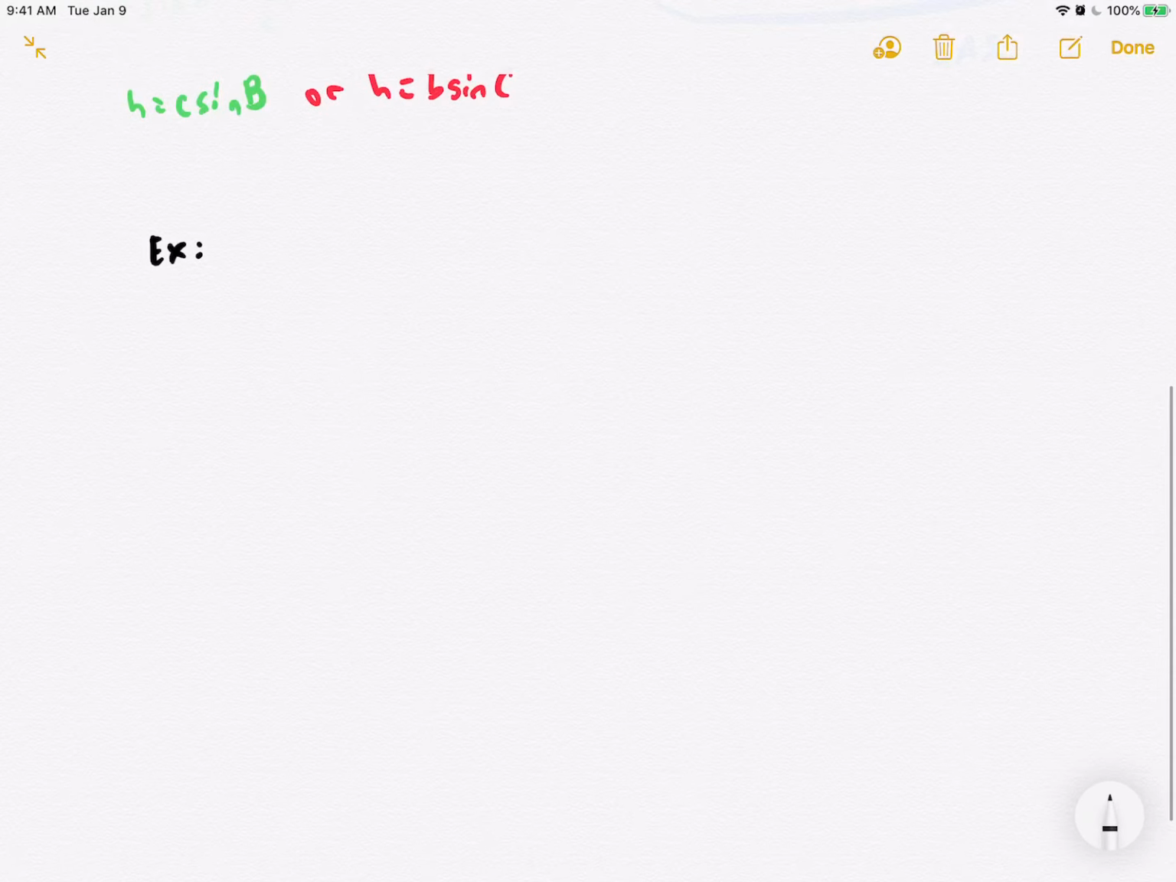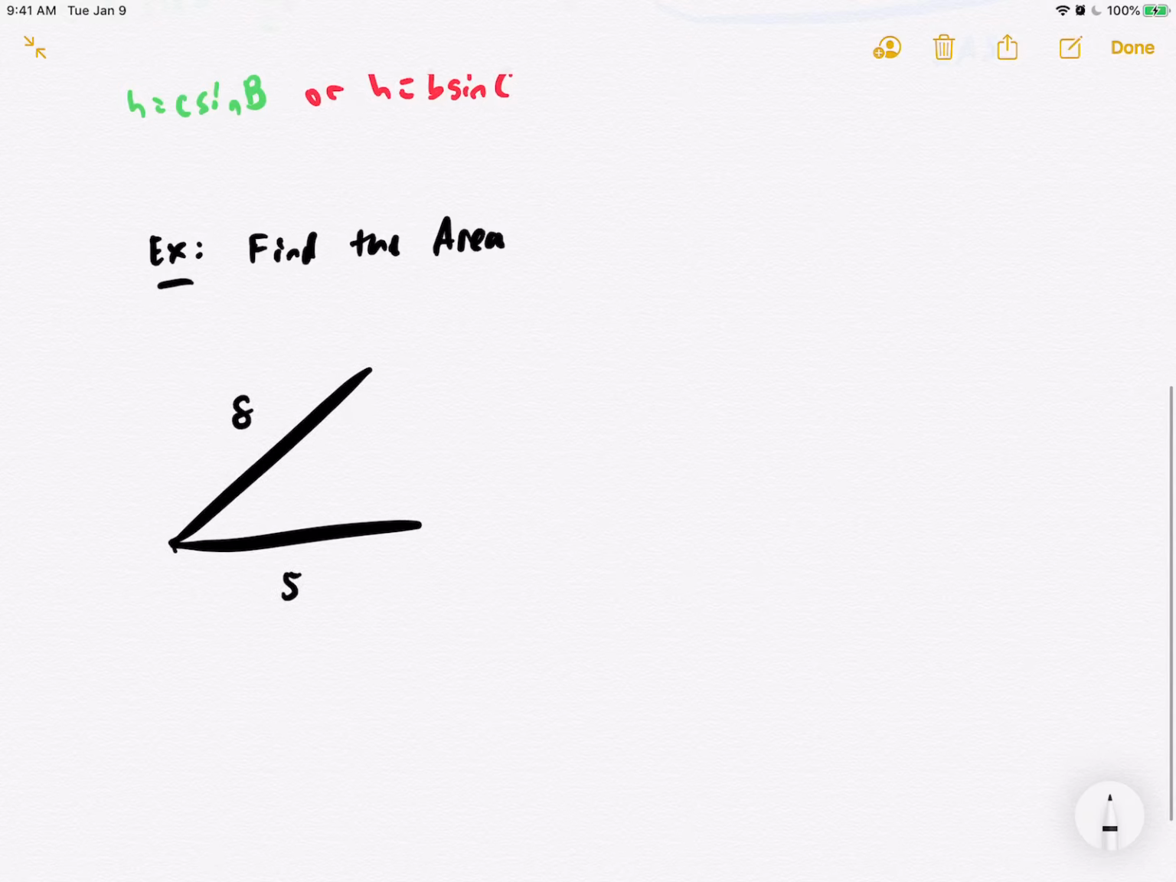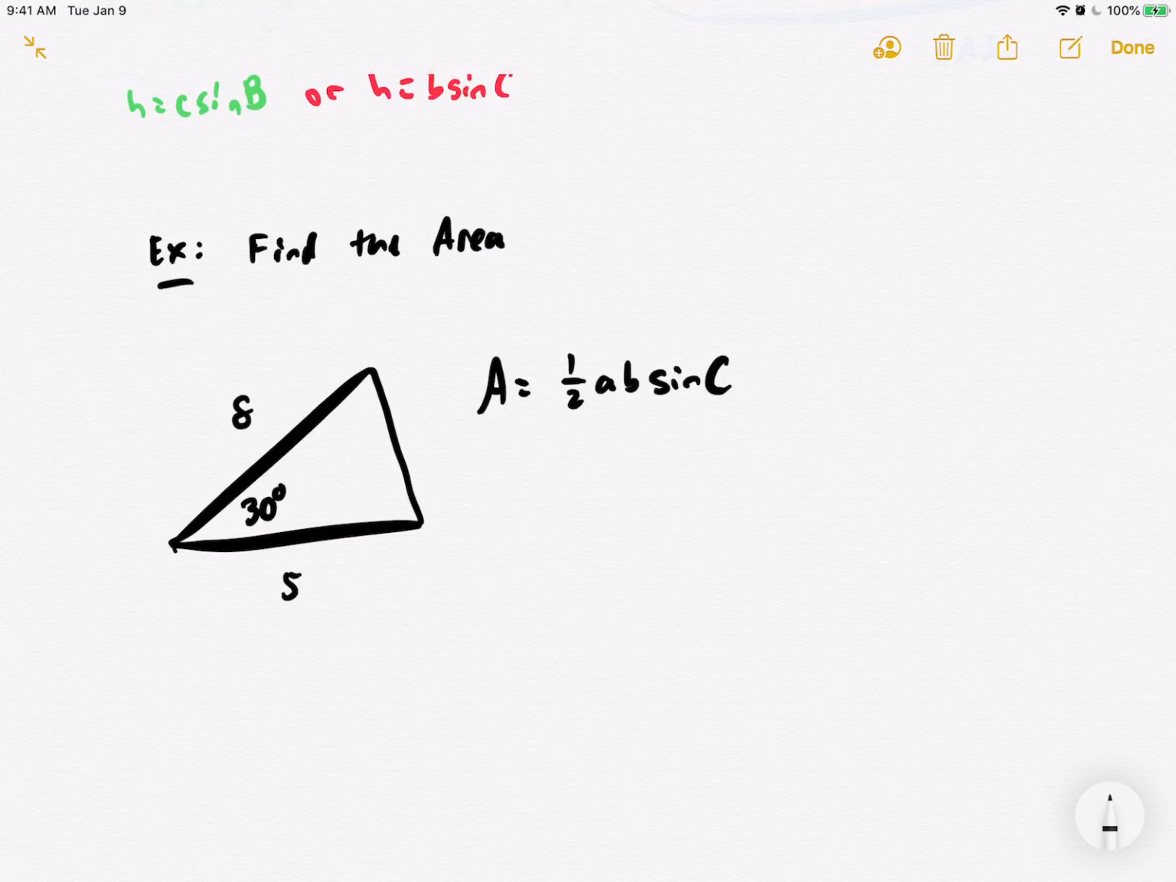Let's say I had a triangle and I want to find the area. And the triangle has a side of 8, another side of 5, and an included angle between them of 30 degrees. And I want to find this triangle's area. So I don't know its height, and I'm not going to even try to find it. I'm just going to say area is equal to 1/2 ab sine C, and it's important for a and b to be sides that border the angle.